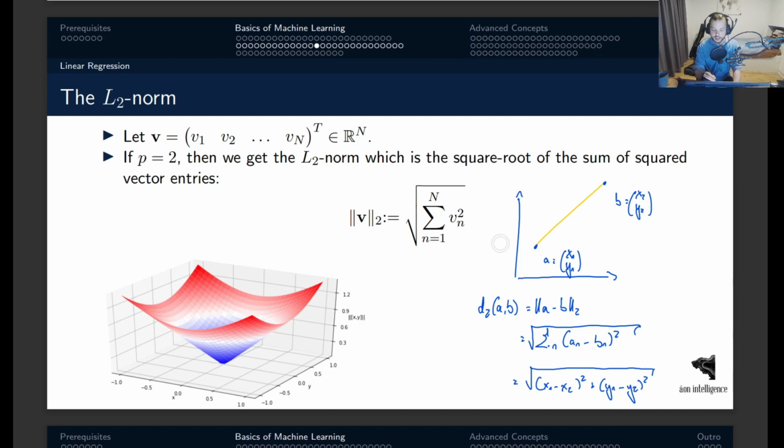And for the 2D case I've drawn above, this will be equal to (x1 minus x2) squared plus (y1 minus y2) squared, and then taking the square root of that. This might look familiar to you actually, because this is the standard Euclidean distance between 2 points. So this is the shortest path in Euclidean space from A to B.